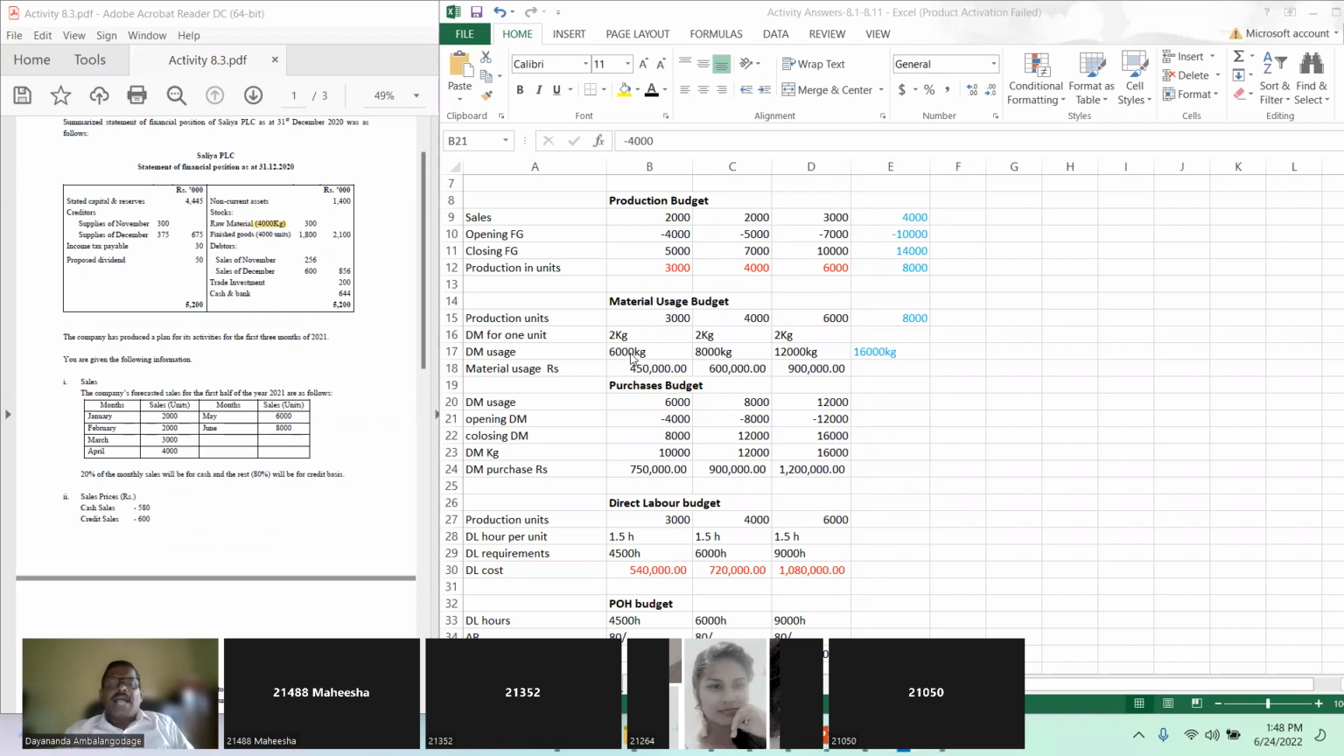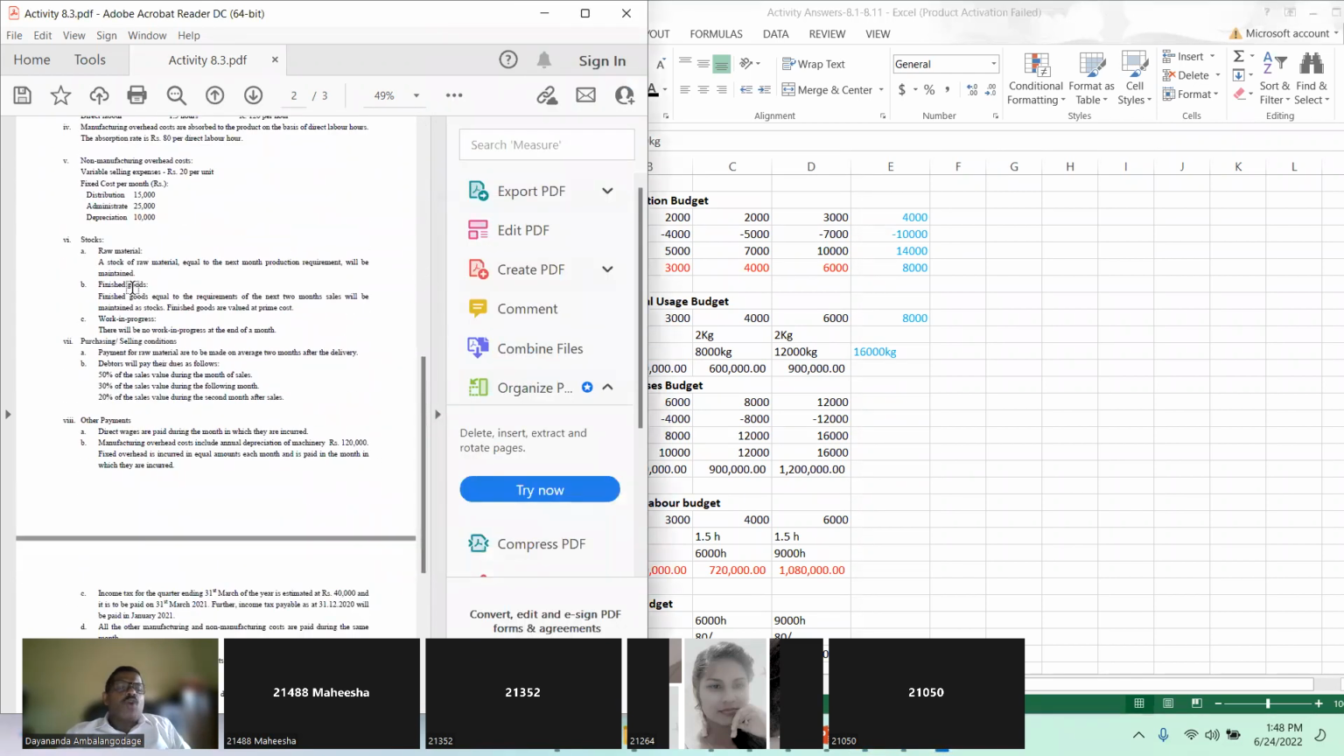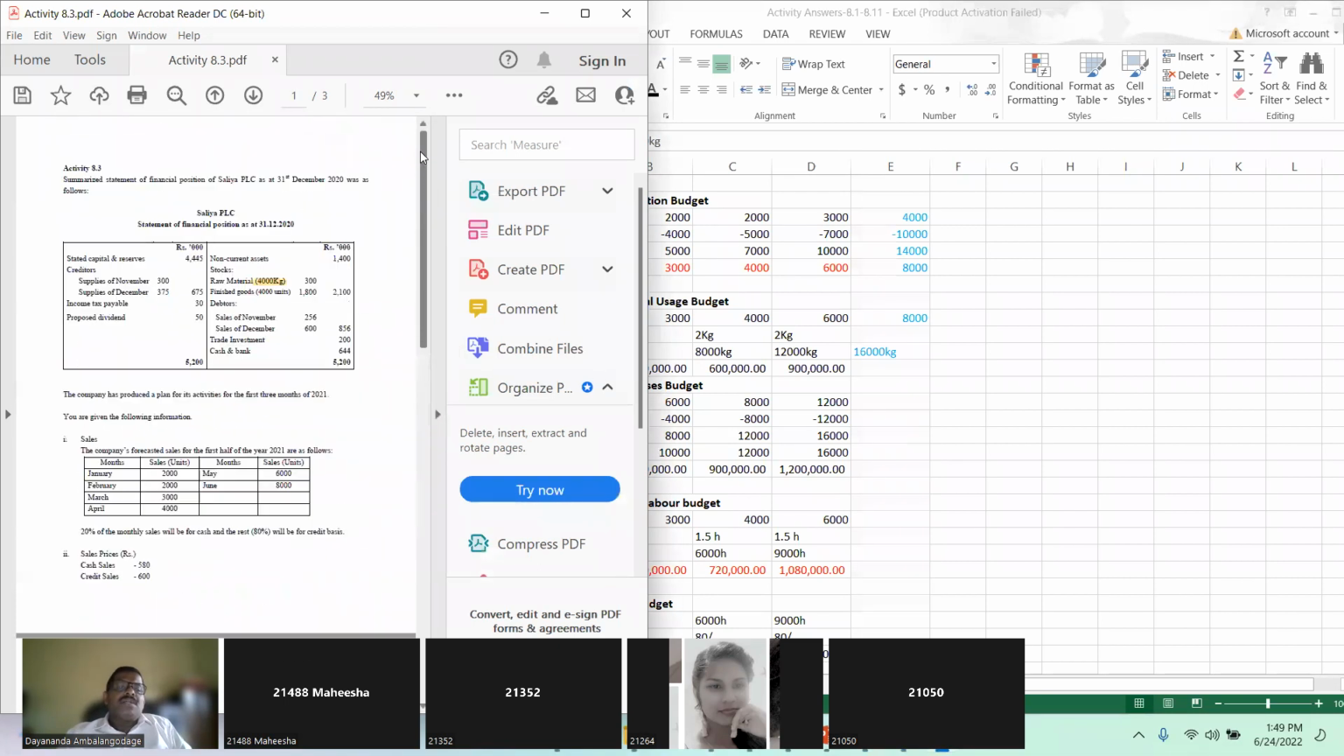Yes. As I told you, this 6,000 kg we won't take because December has already taken place. We take the opening balance from the given balance sheet. If you look at this particular stock policy itself, you are correct, it has to be 6,000. But if you look at the balance sheet, actual data is given. So you take the January opening as 4,000 kg.